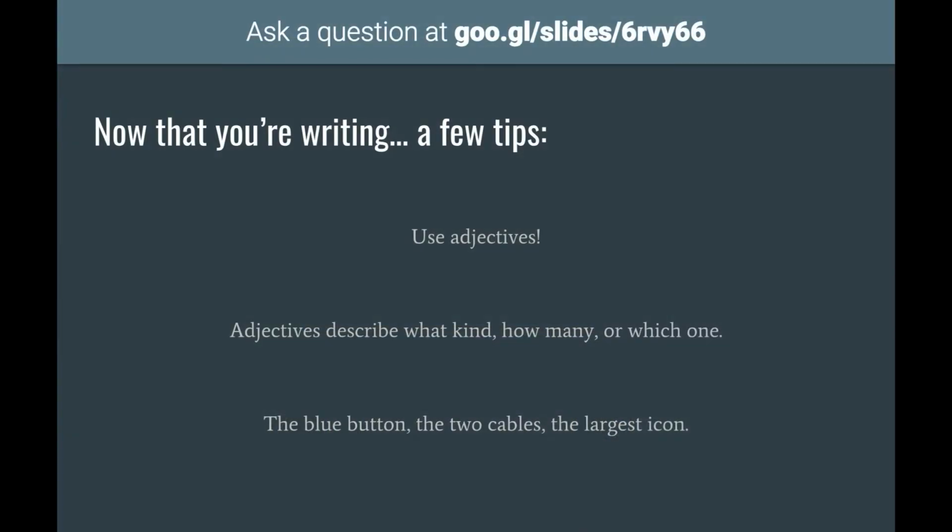They tell you, they help you be more specific and describe what you're talking about. Adjectives describe what kind, how many, and which one. So like, the blue button in the following dialogue, click it. The 2 cables that you see at the back of the machine that are green, unplug both of them. The largest icon that you see in managed software is not the one to use.